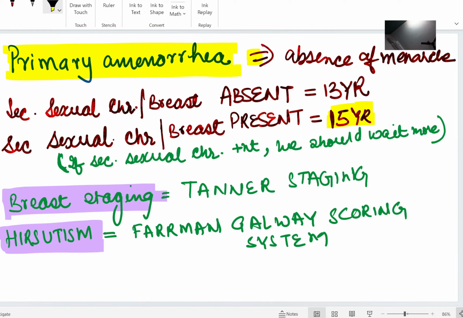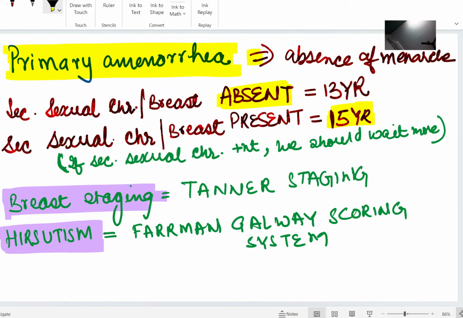If the breast is present, then there are chances that periods will come. So we have to wait long. And if the secondary sexual characteristics are absent, it means that the chances are not there that the period will come. Then we have to wait only up till 13 years. Will you remember it?